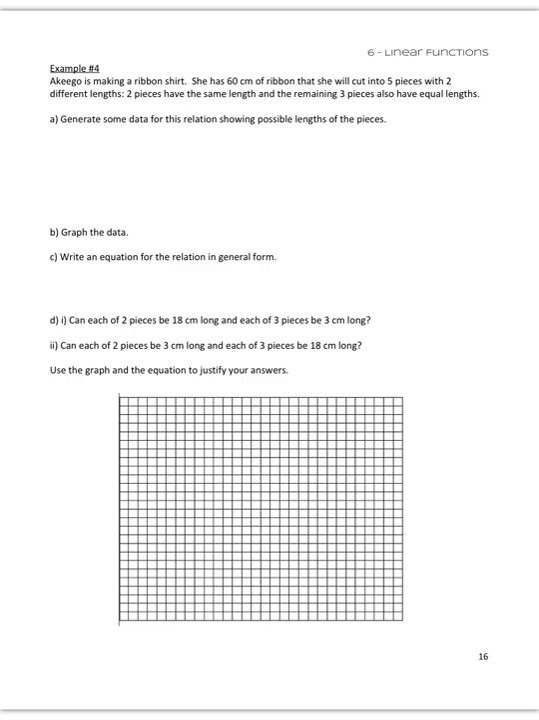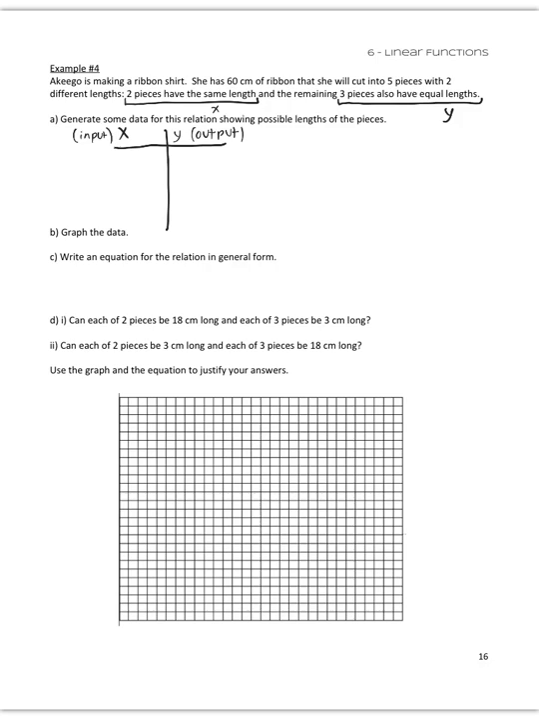Akiko is making a ribbon shirt. She has 60 centimeters of ribbon total that she will cut into 5 pieces. And those 5 pieces have 2 different lengths between them. 2 pieces will have the same length, and the remaining 3 pieces will also have equal lengths. So let's let the length of these 2 pieces be represented by x, and the length of these 3 pieces be represented by y. So we're going to have some data for x, which is our input, and y, which is our output, or just the 2 different lengths.